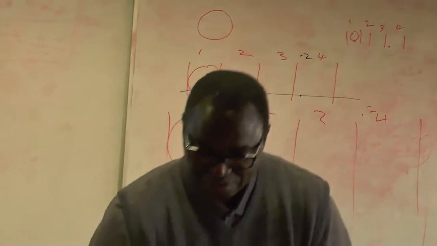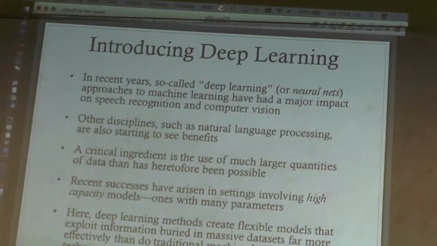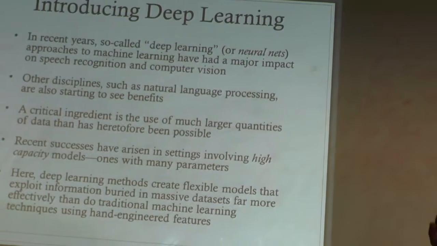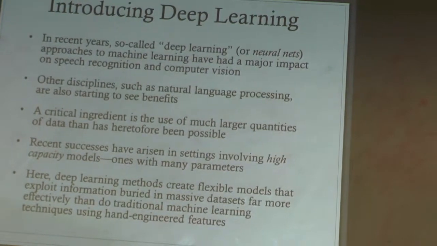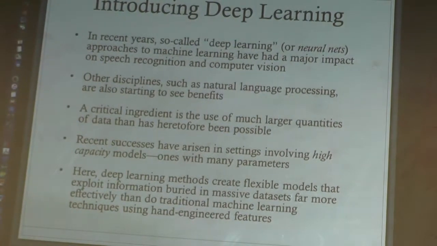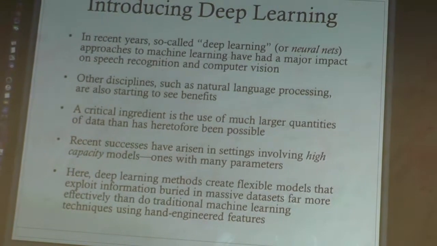Okay. Now, I'm going to whet your appetite. Why deep learning? You see, the word deep learning is exotic. Everybody likes to use deep learning. The question is, what is deep learning? Deep learning is simply neural nets. That's all. It's neural net.